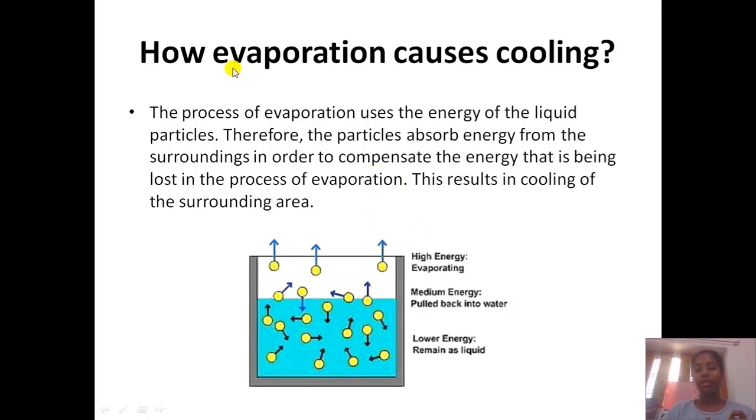So whenever there is evaporation, what happens? Here it is given that high energy evaporates, medium energy is pulled back into the water, and lower energy remains in the liquid. So lower energy means what? Coolness. Higher energy means hot. So the higher energy present in this water gets evaporated, and the lower energy remains in the liquid.